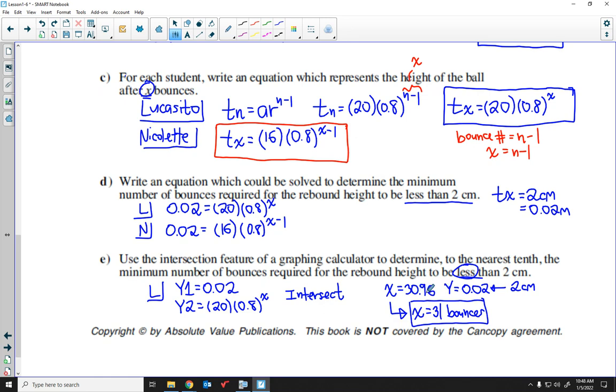So anything less than that, you'd have to go past this number, which would then be 31 bounces.